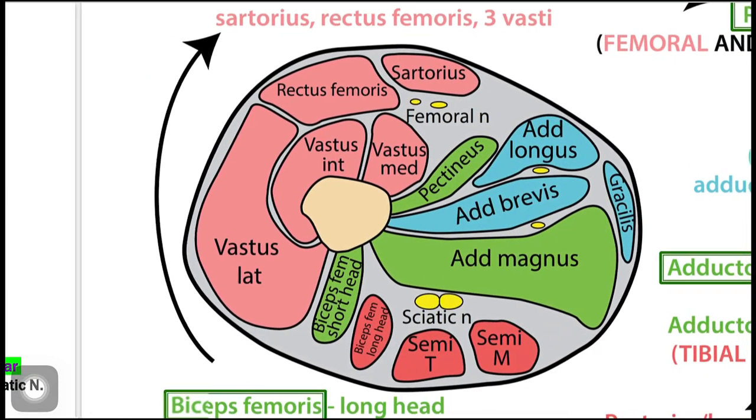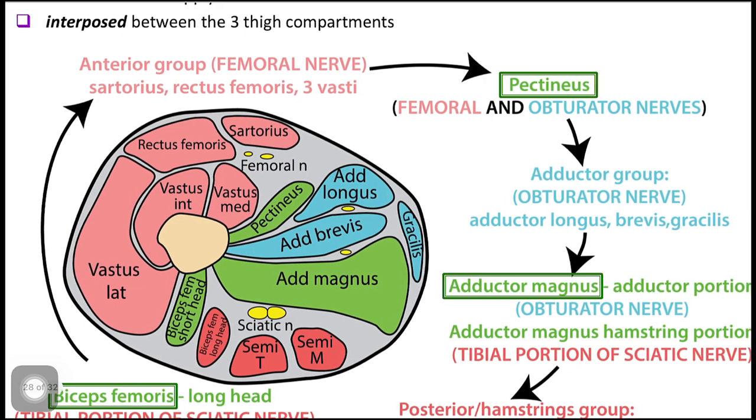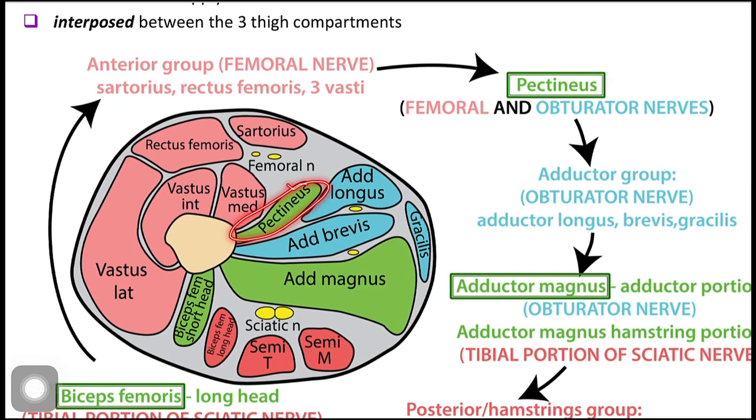Let's take a look. The pink group here represents the anterior group, which is supplied by the femoral nerve. But we have the pectineus here. Remember, I mentioned the pectineus is quite ambiguous. Some may refer it to the anterior compartment, some to the medial one. Location-wise, it is in the anterior compartment, but in terms of nerve supply, it's actually from both. So here you see both the femoral nerve and the obturator nerve supply the pectineus muscle.